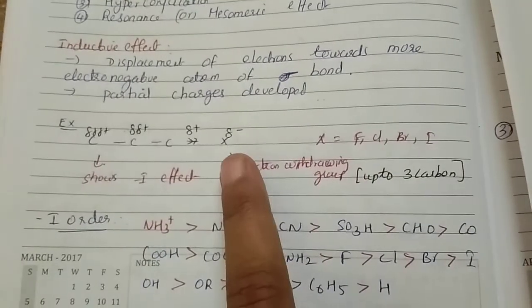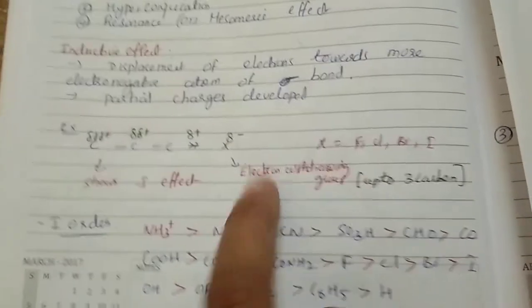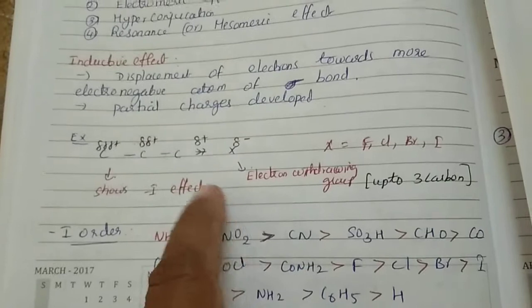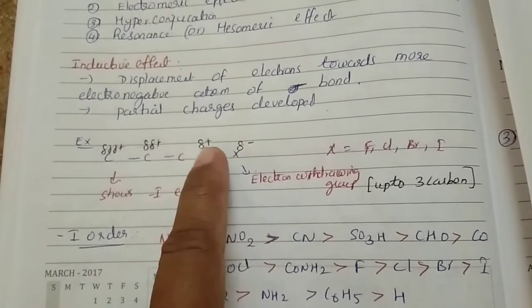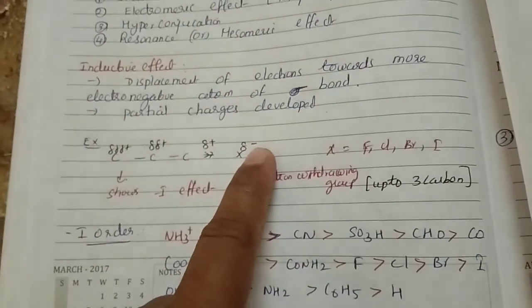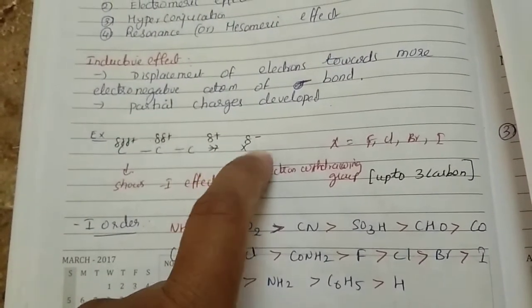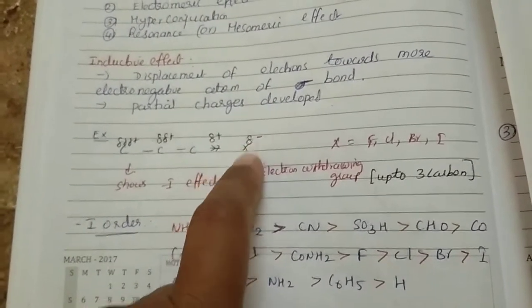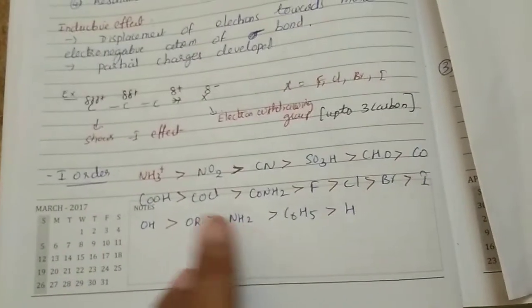So X is the electron withdrawing group. It takes the electron from this carbon, so it creates del positive on the carbon atom. It creates del negative on the halogen atom, because halogen is more electronegative and electron density builds up there. For this we represent del positive on the carbon. So this is the minus I order.